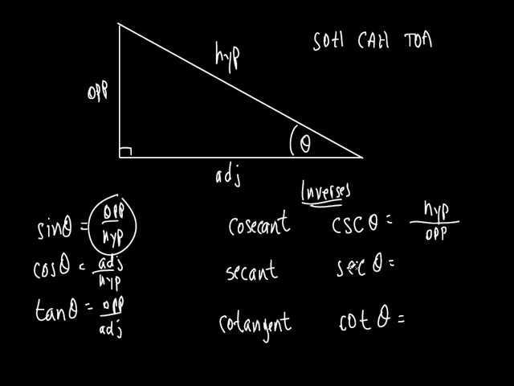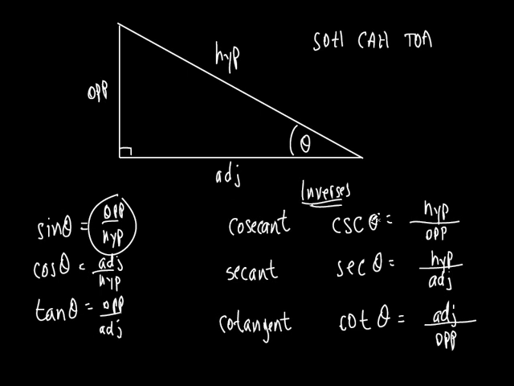What about the secant? The secant is the inverse of the cosine. If the cosine is adjacent over hypotenuse, then the inverse would be hypotenuse over adjacent. You get the hang of that. That's not hard to understand, is it? And then the cotangent is the inverse of the tangent. Well, if the tangent's opposite over adjacent, what's the inverse of that? Adjacent over opposite. You with me on that?